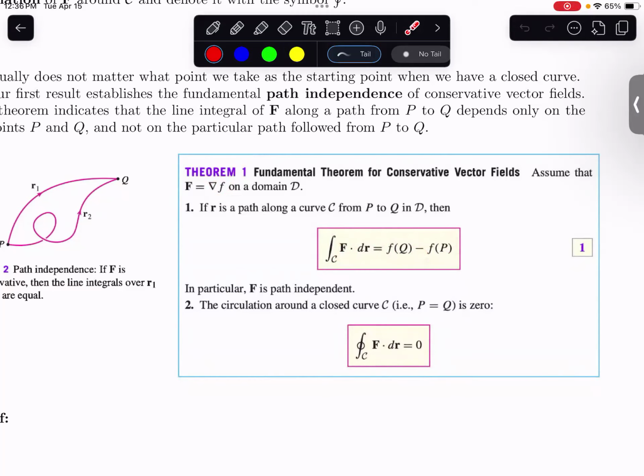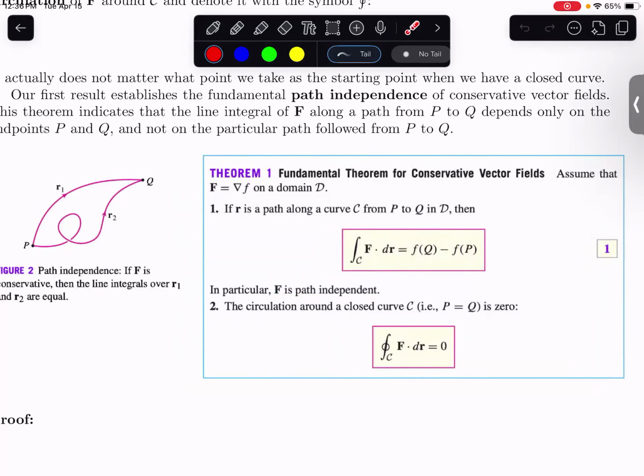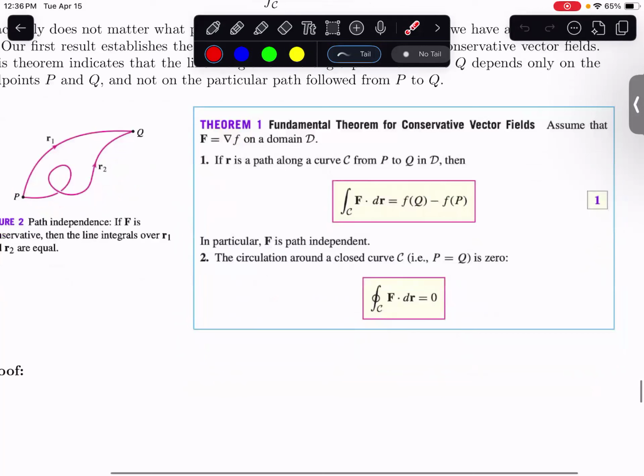So this is pretty much just the fundamental theorem of calculus, right? In particular, this tells us that F is path independent, because this quantity doesn't rely at all on your parameterization. It only depends on your scalar function and the points that you're plugging in, Q and P, the beginning and end points. It doesn't rely at all on the actual path. And then the second part says that if C is a closed curve, which means that P is equal to Q, then this vector line integral is always going to be equal to 0.